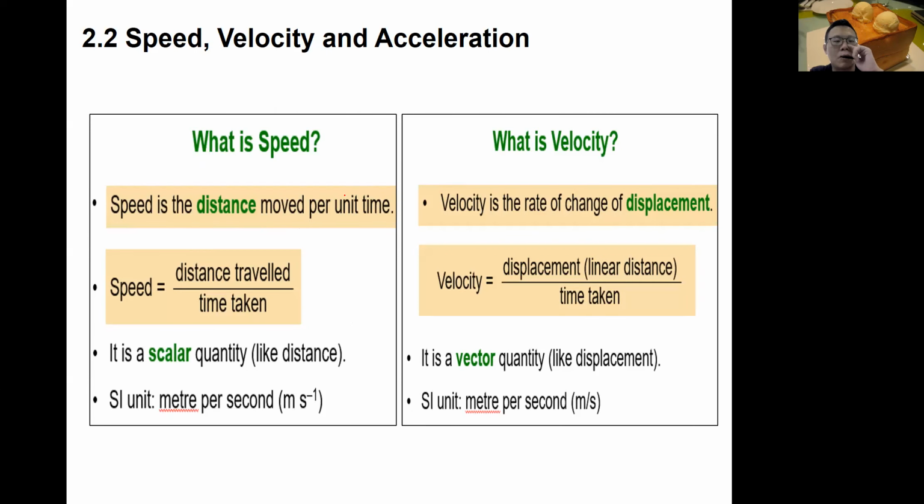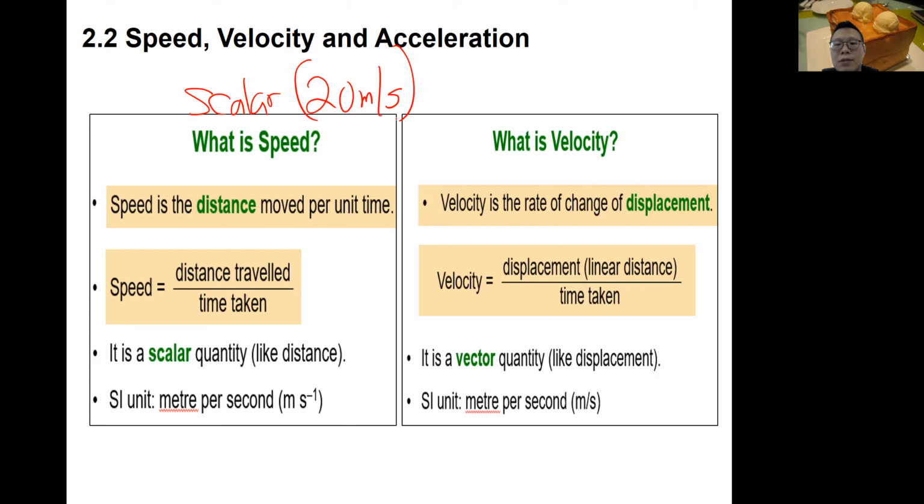Speed is what we know as how fast the object is going. That information is what we call speed. Speed is considered a scalar because it only has magnitude. For example, 20 meters per second. This tells us how fast, but it has no sense of direction to say whether it's left, right, up, or down. So this is what we mean by a scalar.